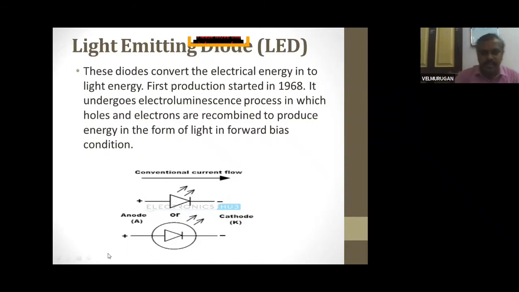Very simple. See, there is a symbol. You put anode and cathode, and for the diode you put two arrow marks, or otherwise you put one diode in a circle with an arrow mark. This is anode and cathode. Conventional current flows in this direction, which is the forward direction. In the reverse direction it acts as a normal PN junction diode, but in the forward direction it acts as an LED, a light emitting diode. This is the symbol. It is a very important LED symbol.